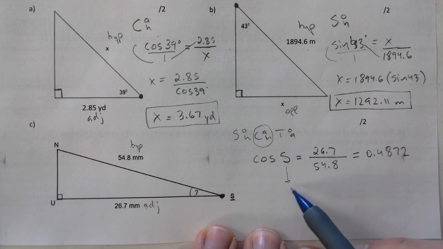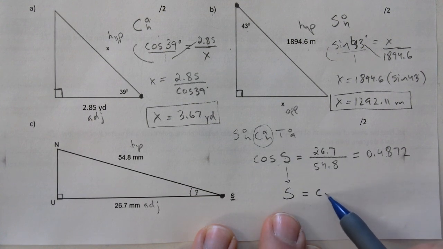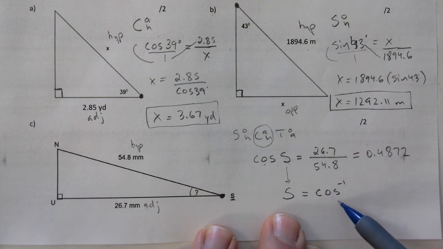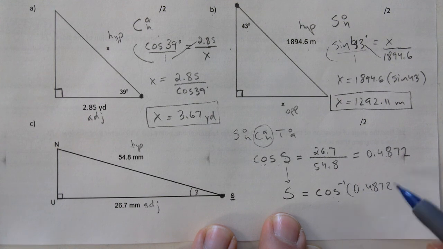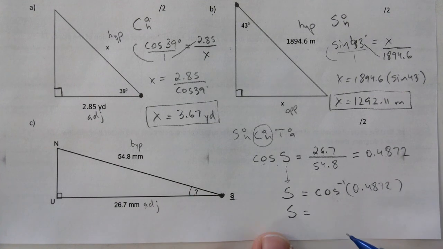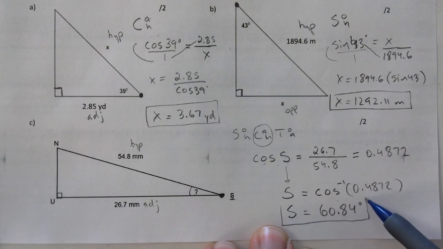Now we bring down the S. Angle S would be inverse, right? Cosine inverse, whatever this is. If this is sine, then there would be inverse sine. This is tan, this is inverse tan, okay? Of 0.4872. And you get 60.84 degrees. You need to use the second function on your calculator to get that.